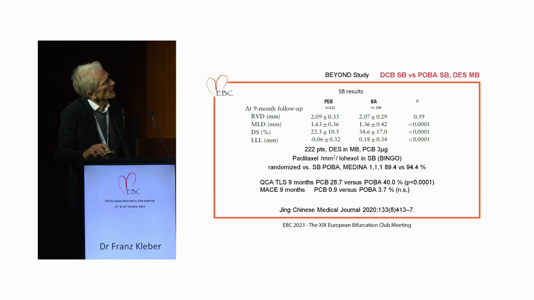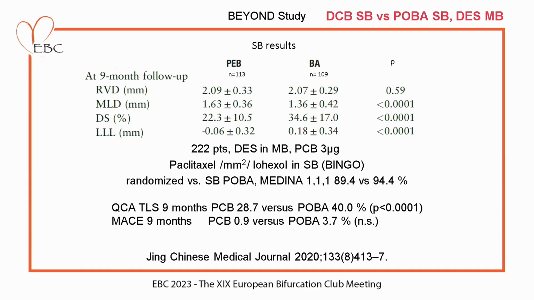Astonishing to me that they had really Medina 111 in about 90% of the cases. Hard to achieve, really, but they had a lot of cases. And the major endpoint was QCA target lesion stenosis, 28 versus 40%. All differences highly significant for the side branch, similar as in the other studies, but this now is a randomized trial.